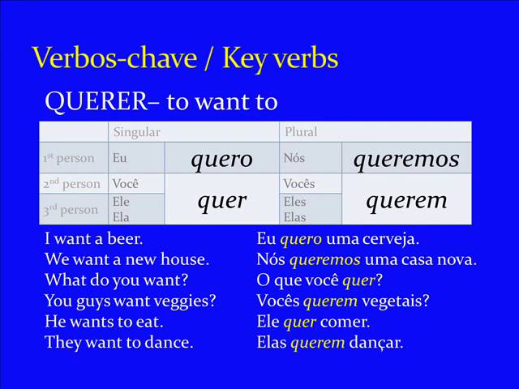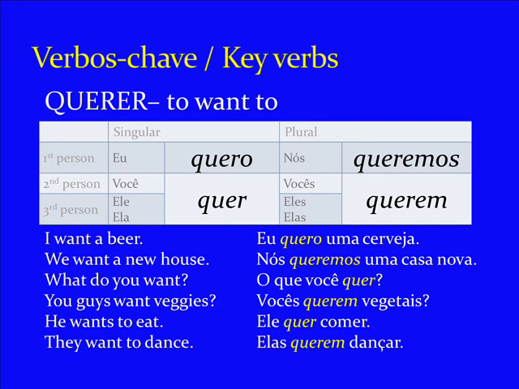So, for example, I want a beer, very useful phrase. Eu quero uma cerveja. Quero uma cerveja. We want a new house. Nós queremos uma casa nova. Queremos uma casa nova. What do you want? O que você quer? You guys want some veggies? Vocês querem vegetais? Querem vegetais?